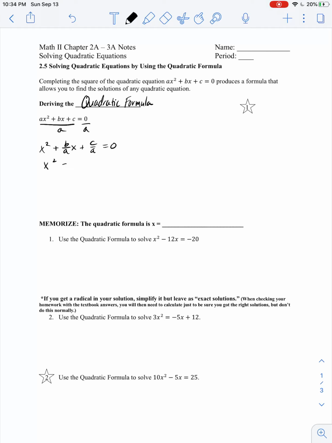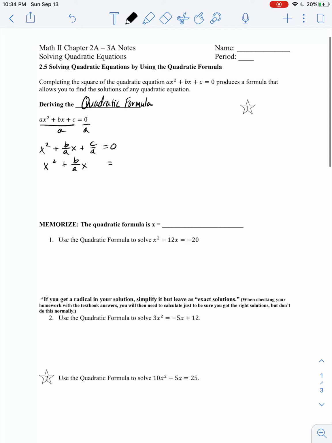So from here, we're going to follow the same process as completing the square, except instead of having actual numbers plugged in, we're just using variables. So I'm going to bring the c over a over to the other side. So that's negative c over a. And I want to come up with a value here that will allow me to get a perfect square trinomial so that we can get a perfect square here.